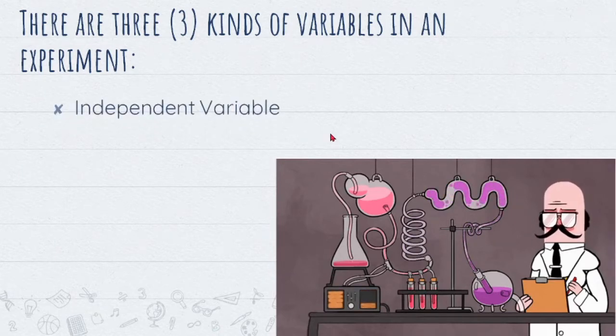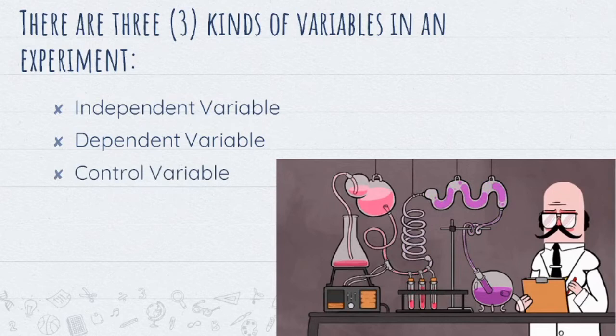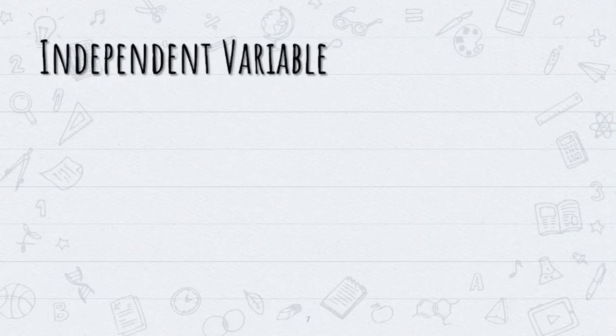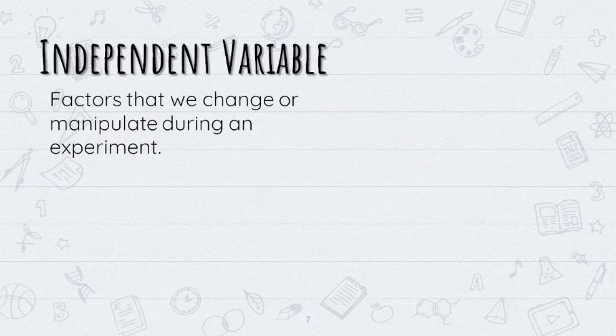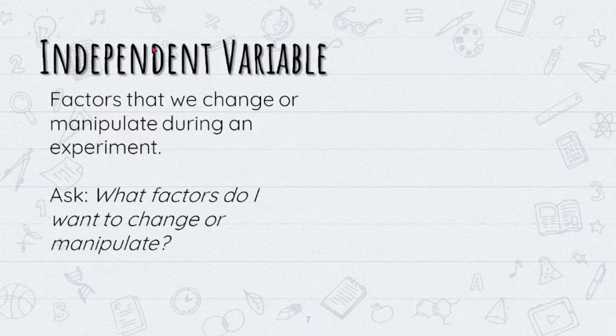First one, independent variable. The next one, dependent variable. And the third one is the control variable. So, let us first describe what independent variable is. Independent variables are factors that we change or manipulate during an experiment. If you wish to identify your independent variable, you should ask the following question: What factors do I want to change or manipulate?